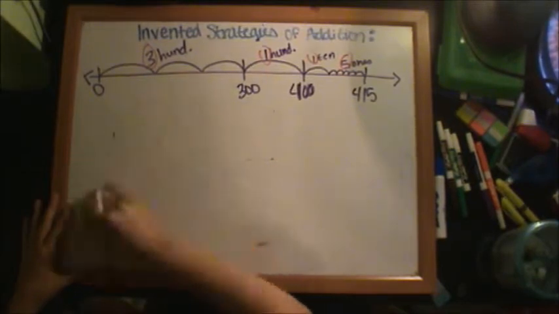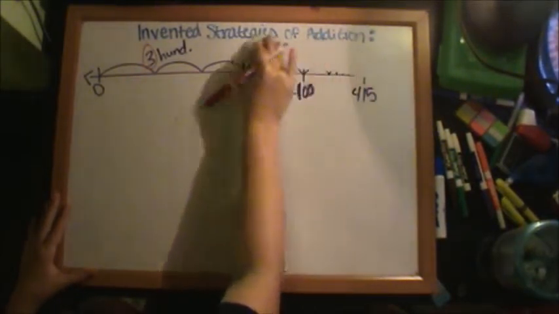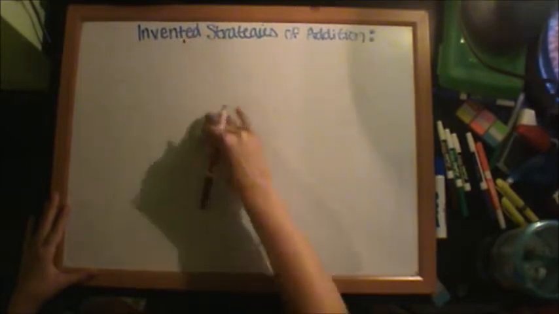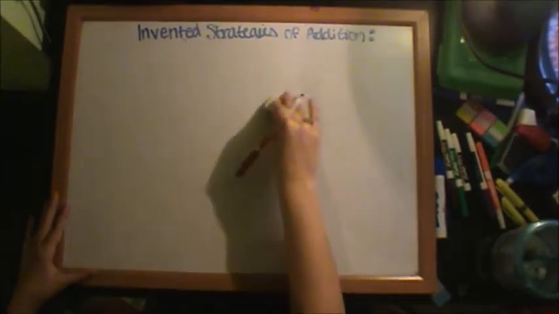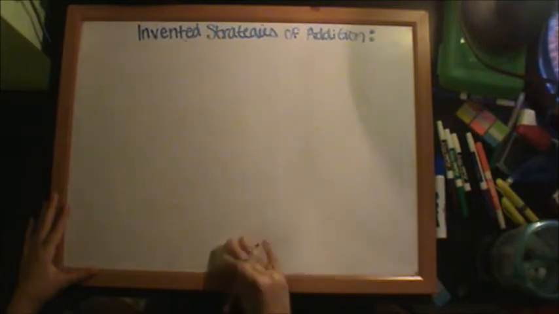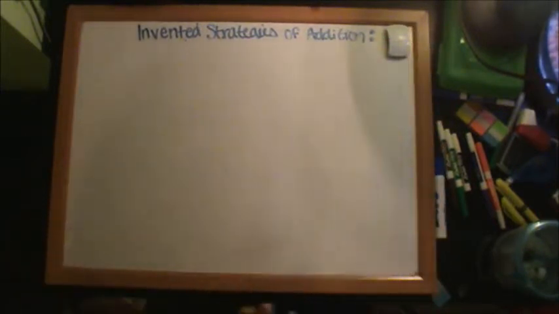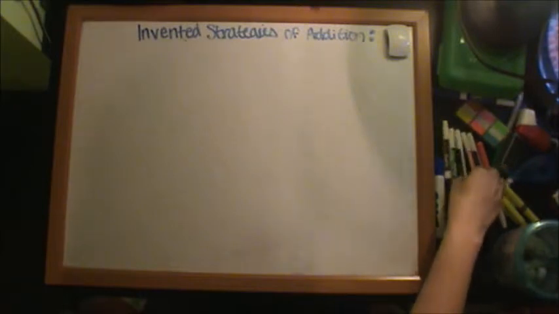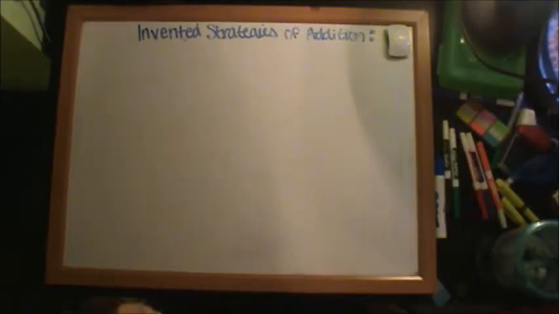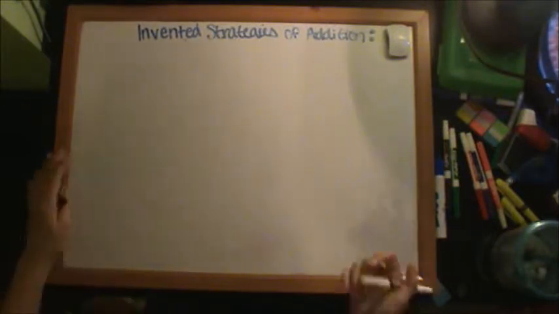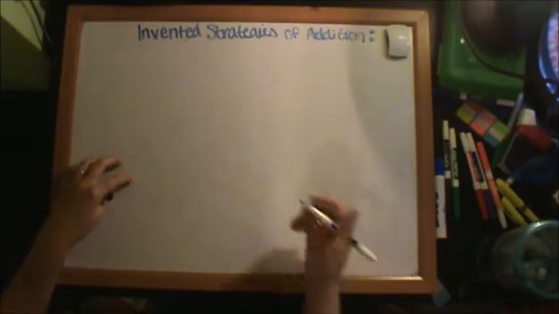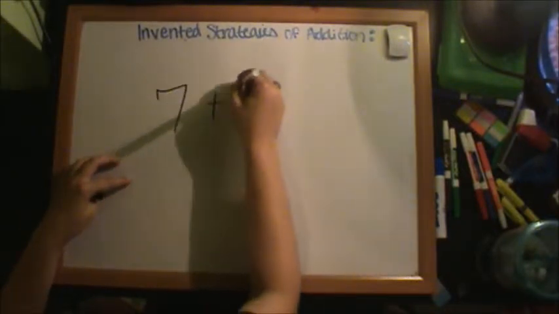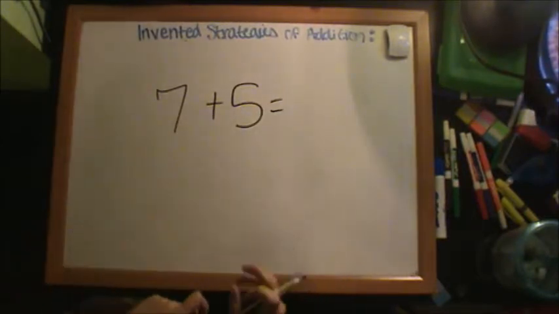Okay, the second strategy that I want to go over is breaking numbers down into more friendly numbers to add. So in these invented strategies, they're usually all about friendly numbers. Trying to find numbers that are easier to add in your head, numbers that you won't have to round, numbers that you won't have to carry, numbers that you won't have to think about so much that you forget what the problem was. So this method, you break it down.